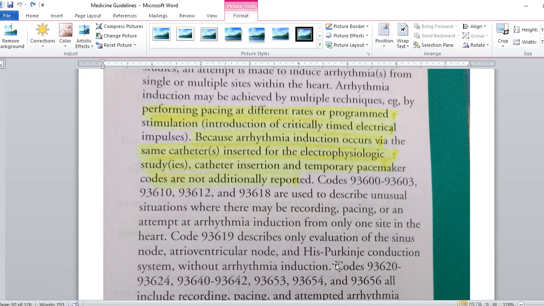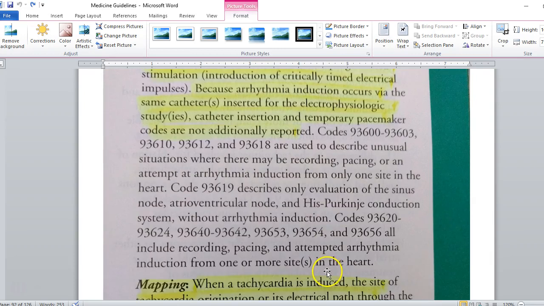Code 93619 describes only evaluation of the sinus node, atrioventricular node, and the His-Purkinje conduction system, without arrhythmia induction. So again, let's be careful. It's telling us what is and what is not.